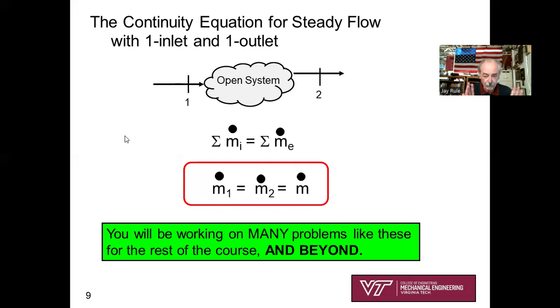And look, for problem solving in this class, when we have an open system, steady state, steady flow with only one inlet and one outlet, we realize that m dot 1 equals m dot 2, and we're just going to call it m dot, mass flow rate. In the green text box, it says you're going to be working with lots and lots of problems like this for the rest of the course and beyond in your engineering practice. A very common situation to be analyzing.